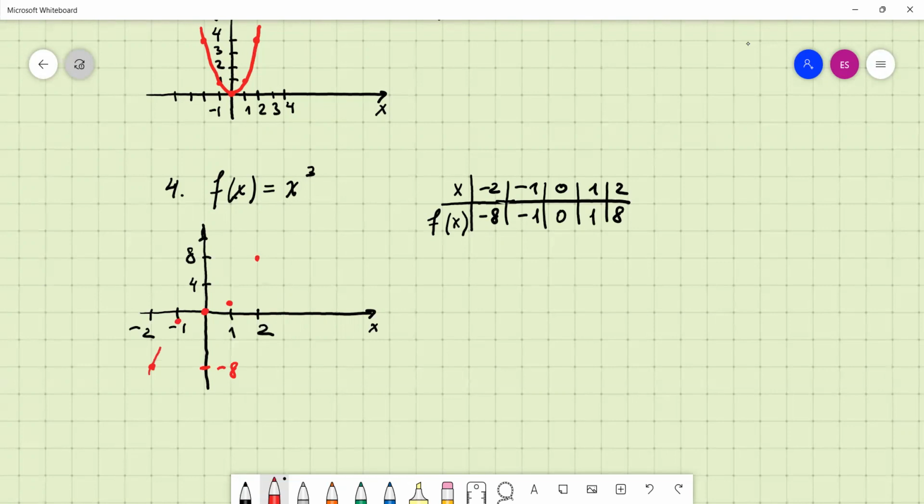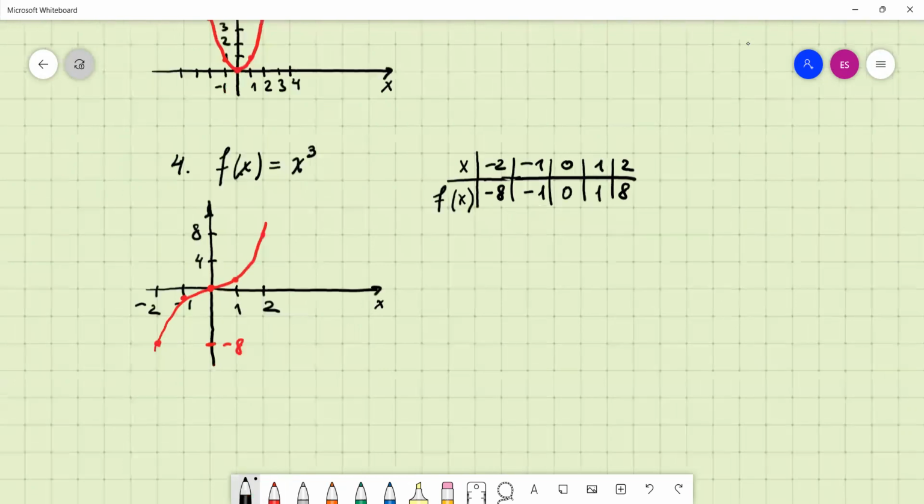Now I'm going to connect these points in a smooth line. And what we have is a cubic parabola. My cube doesn't look like a cube over here, so I'm going to write it down better, like 3. Okay, cubic parabola.